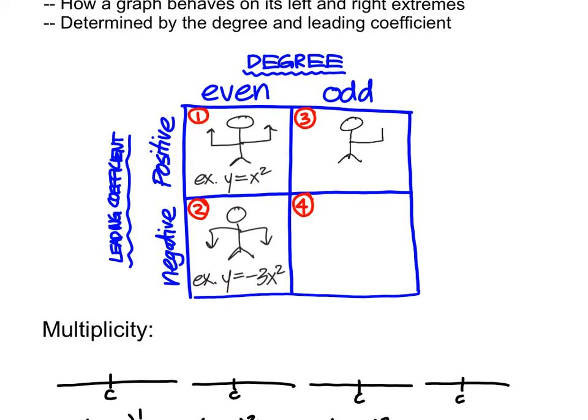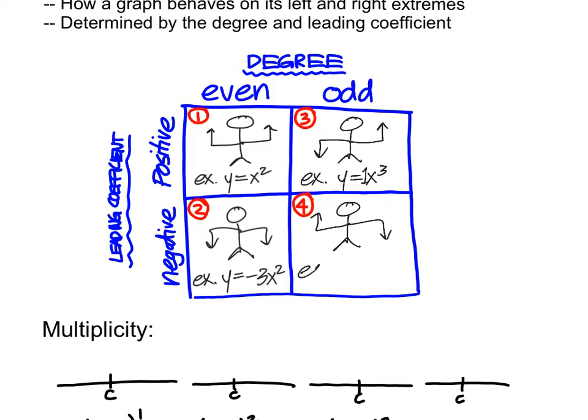All right, what about when it's an odd degree and a positive leading coefficient? Well, it's going to be up to the right, down to the left. Classic example would be y equals x cubed. Positive 1x cubed. Okay?